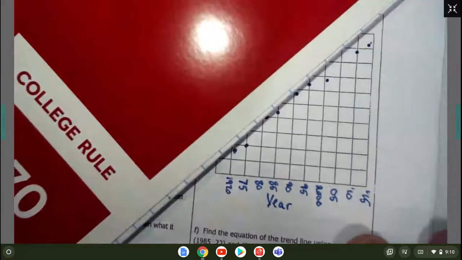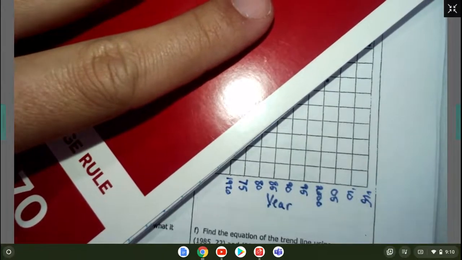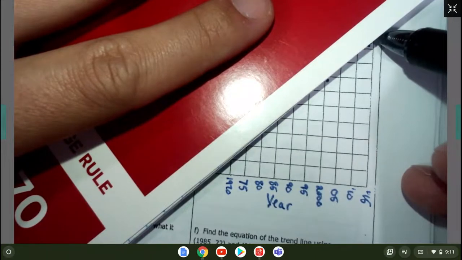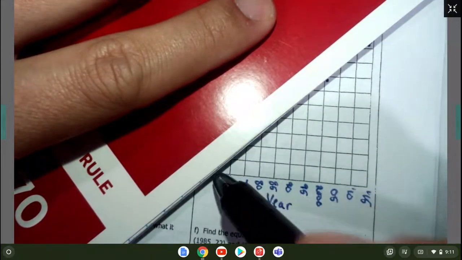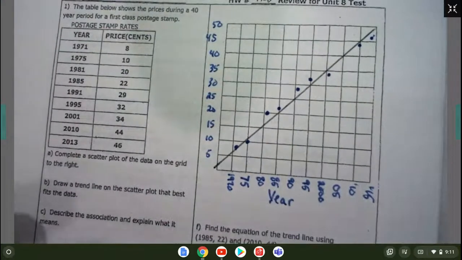It's asking for the trend line. Let's see if we can draw that on there. I'll use a notebook again and try to make it a little straighter. Smear my ink too much. Let's see. It would be easier if I had a clear ruler. Would have been better.